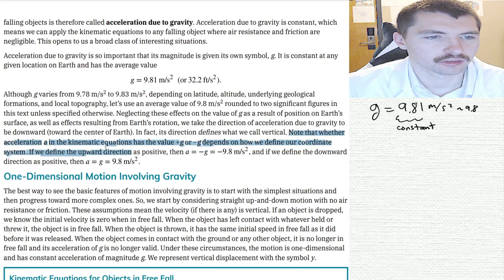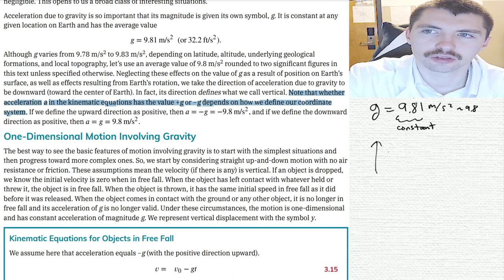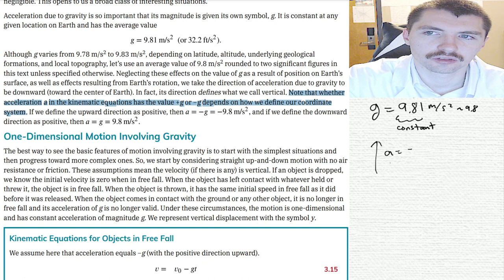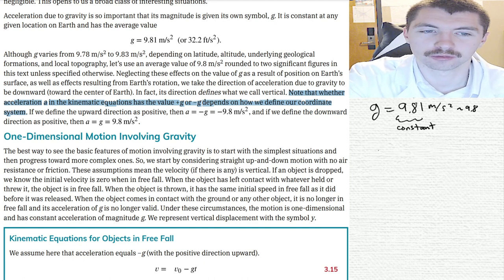Okay, so this is important. If we define upward direction as positive, then gravity is accelerating down, so A equals negative 9.8. But if down is positive, then A equals 9.8. I think that's what it's saying. That's kind of confusing. Well, hopefully we have some examples to clarify.